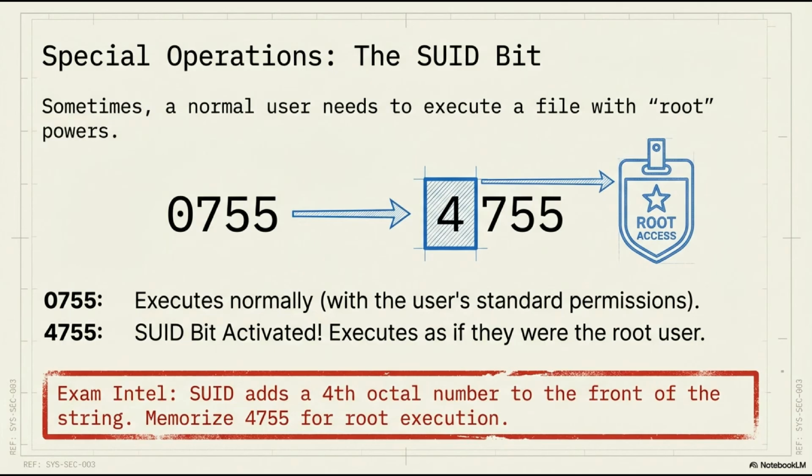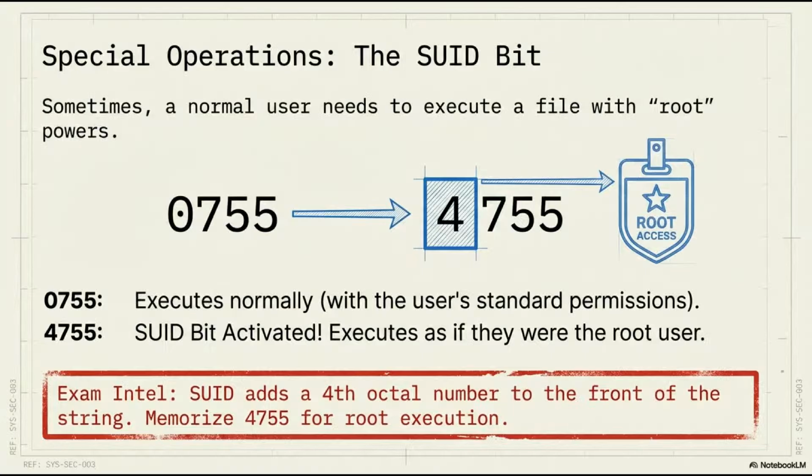To activate it, a fourth octal number is appended to the absolute front of the string. So how does a standard 0755 become 4755? The 4 represents the SUID bit, which is binary 100. When activated, the file executes as if the root user were running it. Symbolically, the x in the user's block becomes an s. This is a huge target for privilege escalation and ethical hacking.